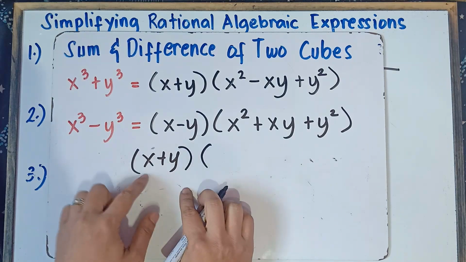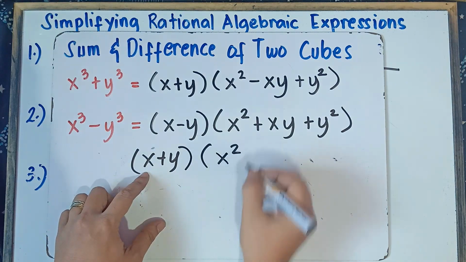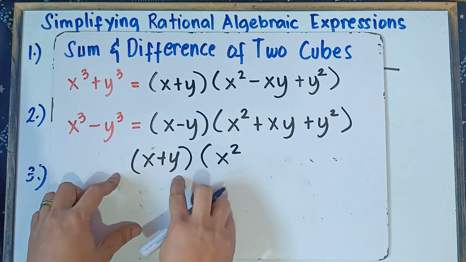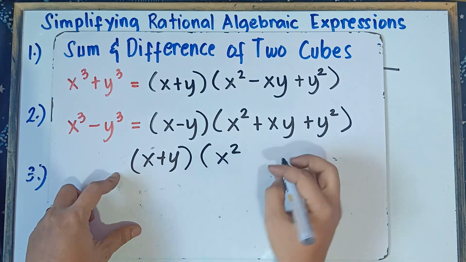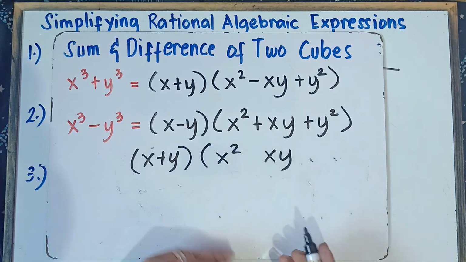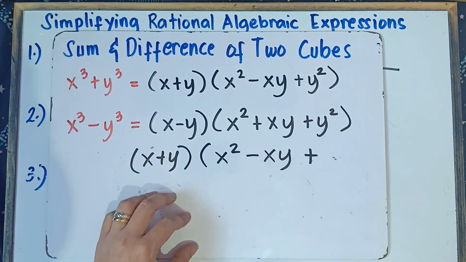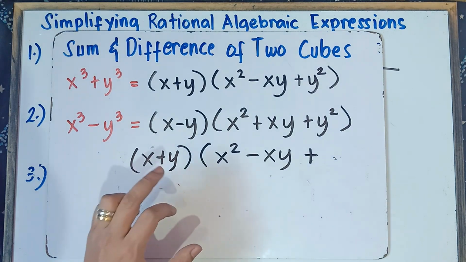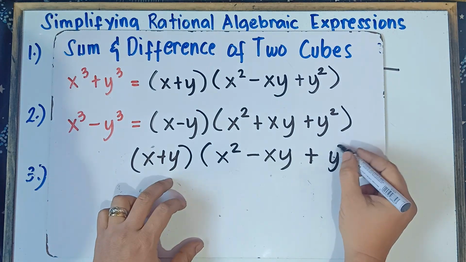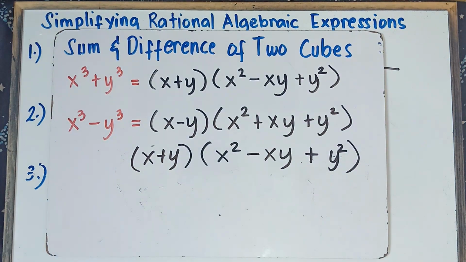So, square of x, x times x, that would be x squared. Simply multiply the first term and the second term, x times y, that would be xy. Now, your operation, class, that would be minus. Positive, negative, and then positive. Get the square of the second term, y times y, that would be y squared. Okay, so that's the thing there, class, with regards to the sum of two cubes.